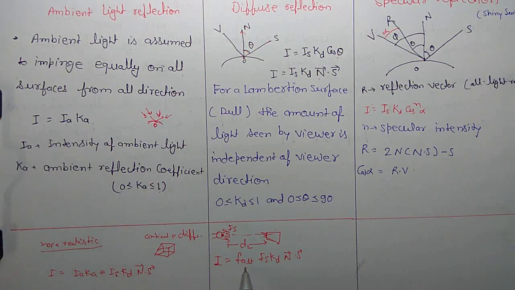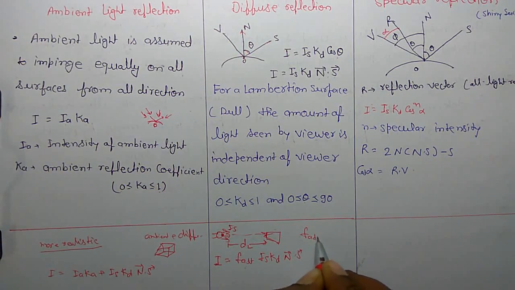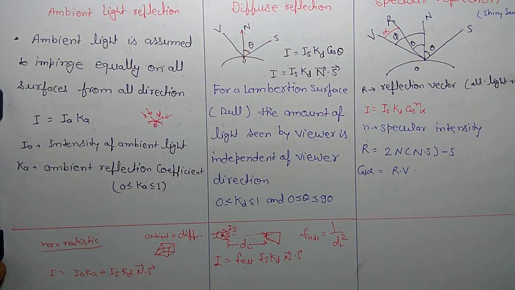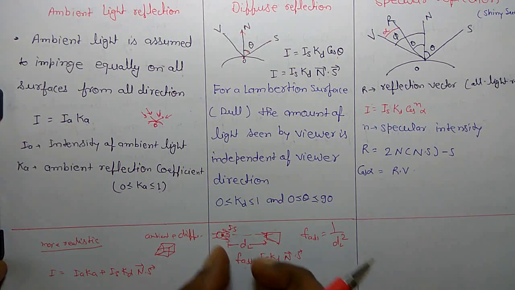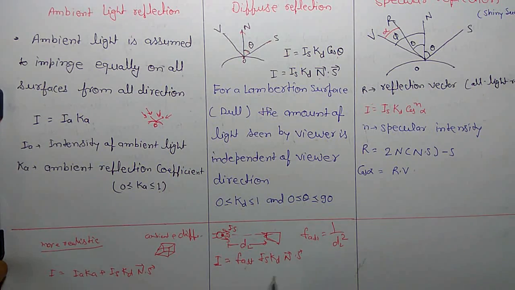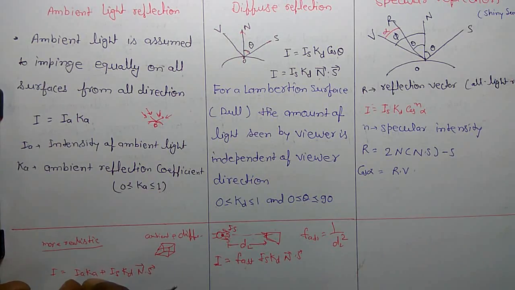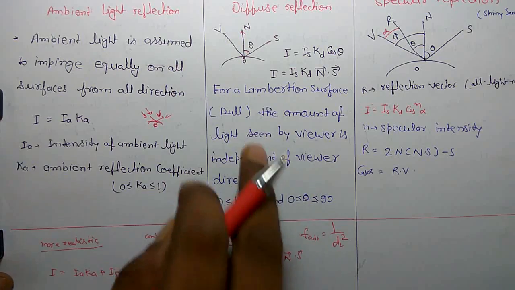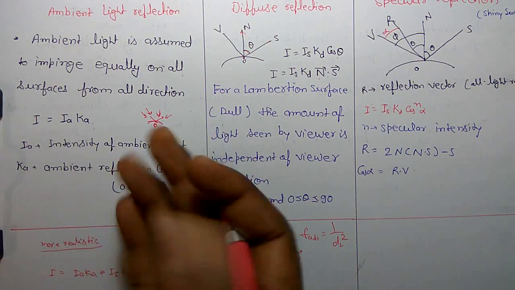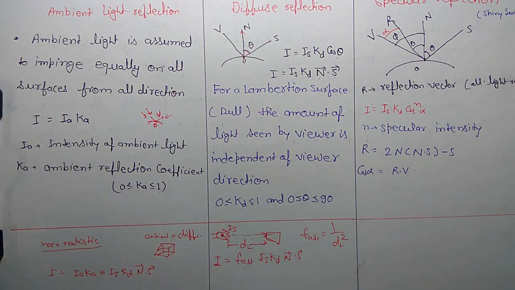And this attenuation factor depends on the distance from the object. So it can be 1 upon d_l squared. Okay, so the intensity falls off with distance. So for the more realistic image, the total intensity would be ambient light plus this diffuse reflection. So this is diffuse reflection, normally happening with dull surfaces like paper.